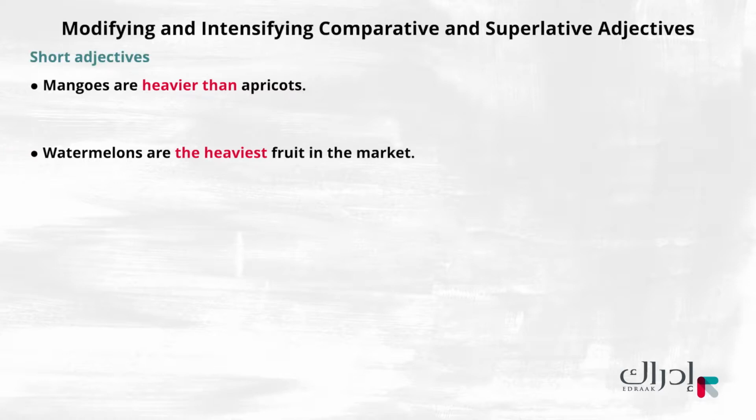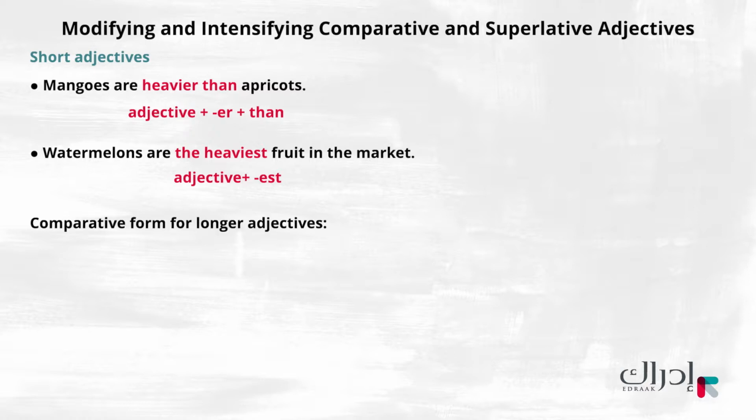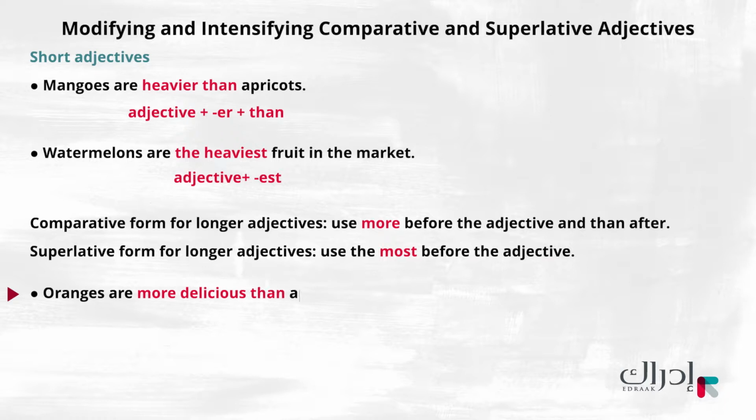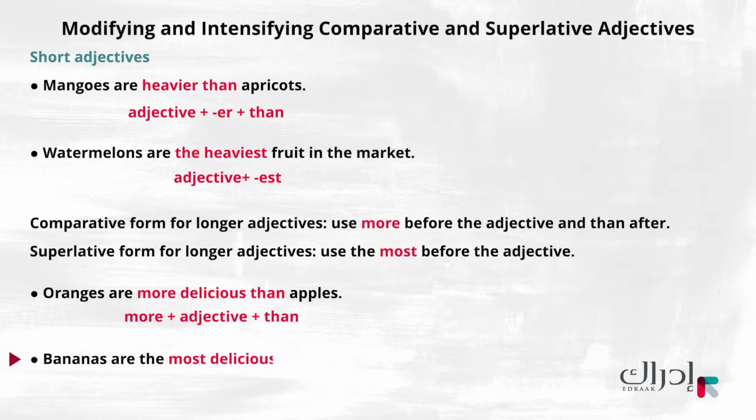So for the short adjectives, we added -er to the adjective for the comparative form. And for the superlative form, we used "the" and added -est to the adjective. For longer adjectives, we use "more" before the adjective and "than" after it for the comparative form. And for the superlative form, we use "the most" before the adjective, like in these examples. Oranges are more delicious than apples. And bananas are the most delicious fruit.